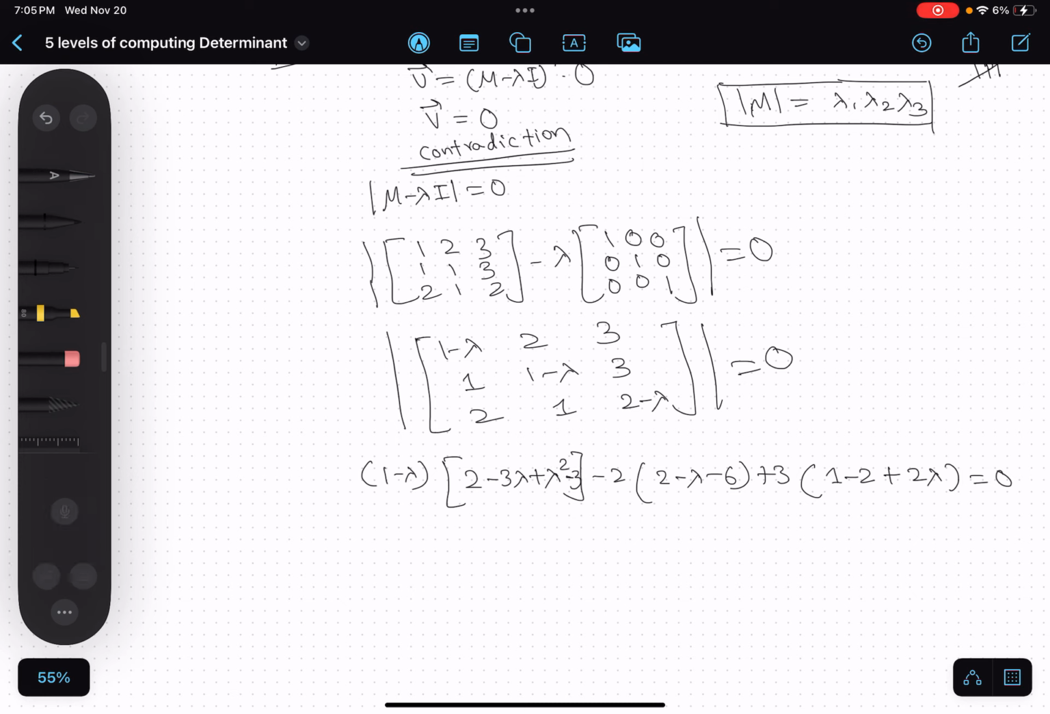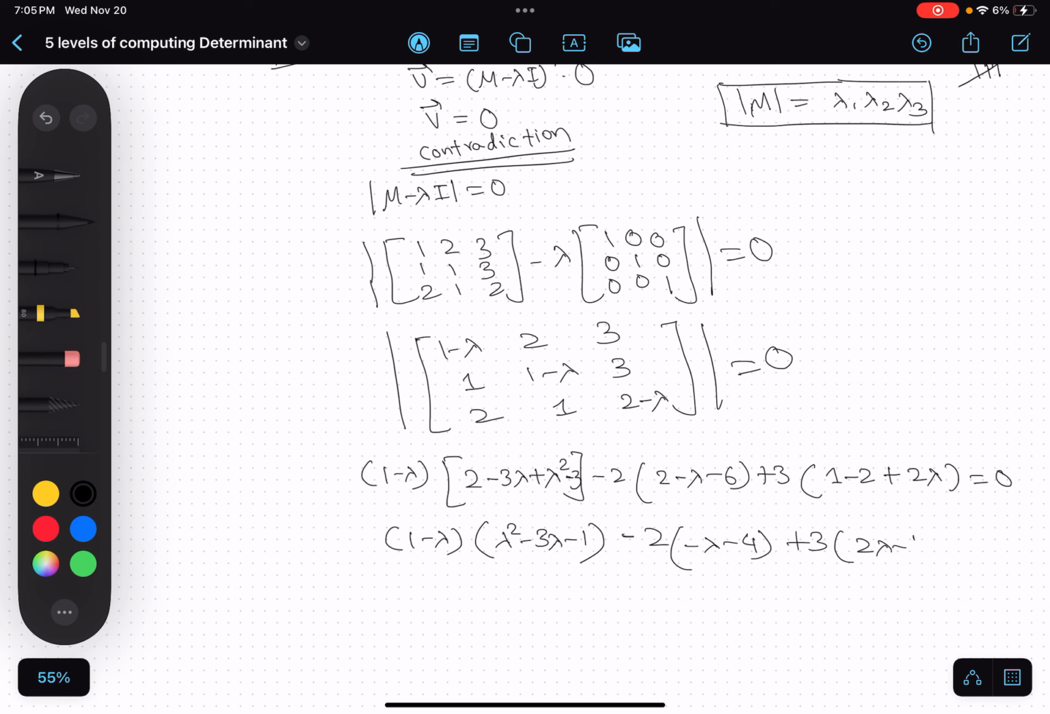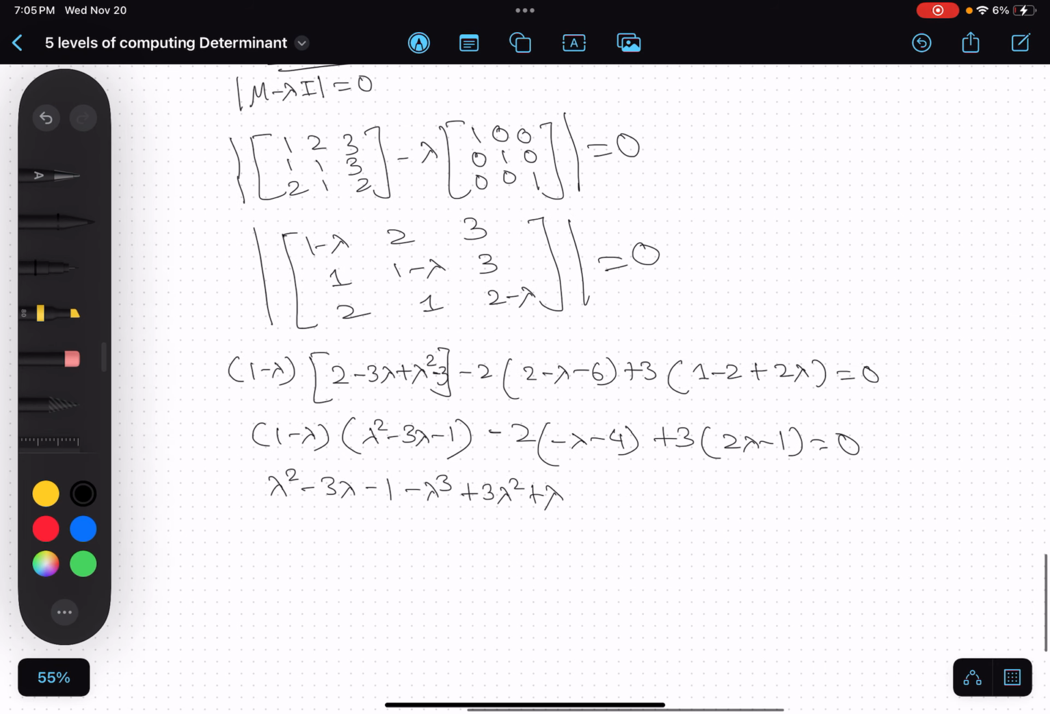Okay, now this will just be 1 minus lambda times lambda square minus 3 lambda minus 1, right? Now in this, then 2 times, this will be minus lambda minus 4, and plus 3 times 2 lambda minus 1, this should be equal to 0. Now this is lambda square minus 3 lambda minus 1 minus lambda cube plus 3 lambda square plus lambda, plus 2 lambda plus 8 plus 6 lambda minus 3 is equal to 0.